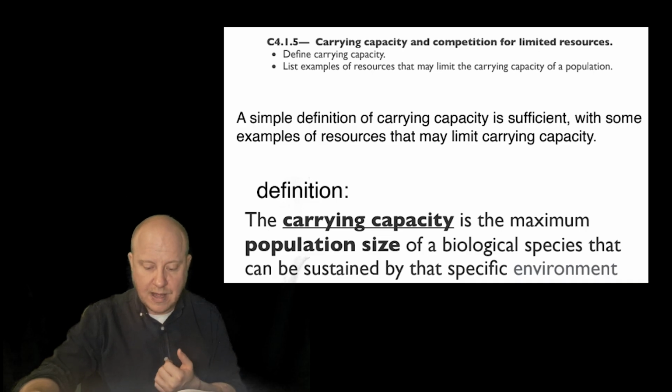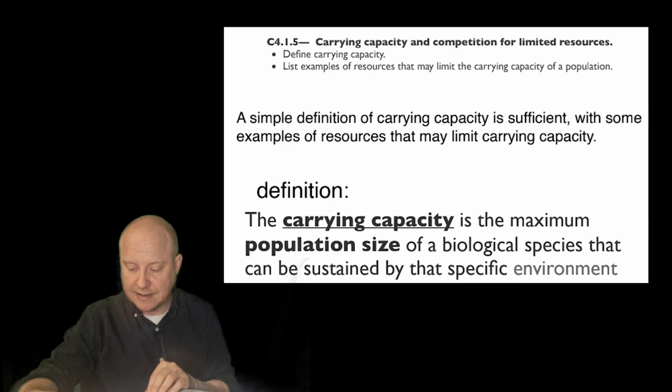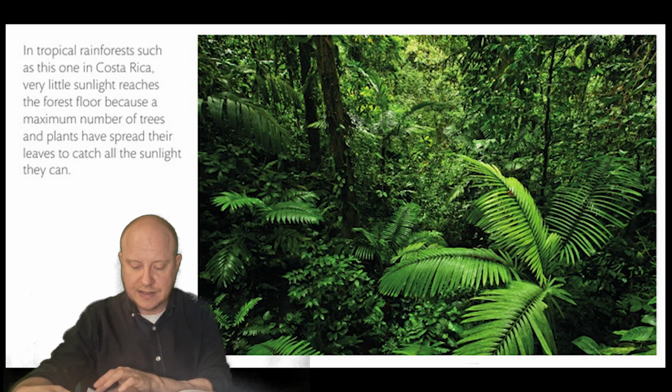Consider, for example, a given zone in a forest. There is a maximum number of trees that can grow there. This number is attained when enough trees are present to catch all the sunlight, leaving every square meter of the forest floor in shade. New tree seedlings trying to grow under the adult trees will have difficulty getting any sunlight. In tropical rainforests, such as this one in Costa Rica, very little sunlight reaches the forest floor because a maximum number of trees and plants have spread their leaves to catch all the sunlight they can.